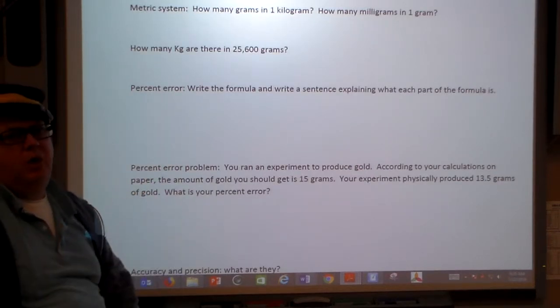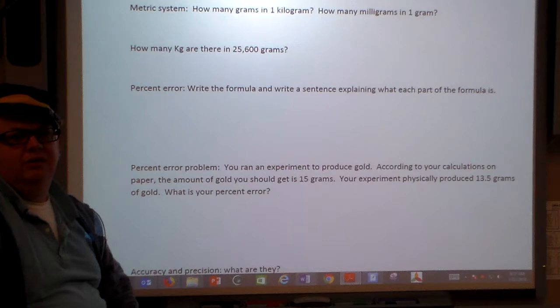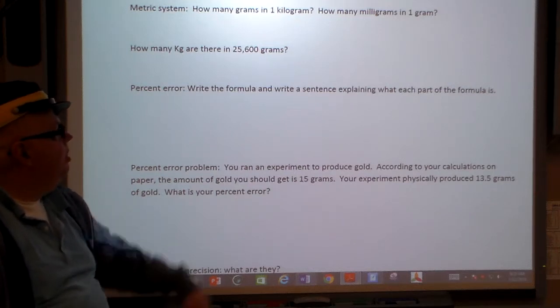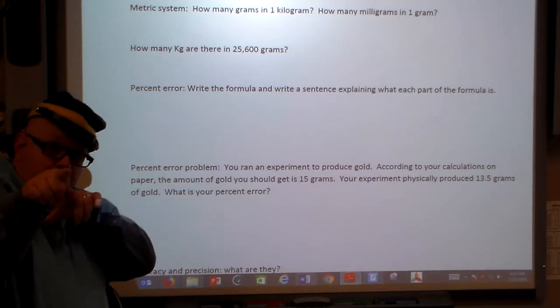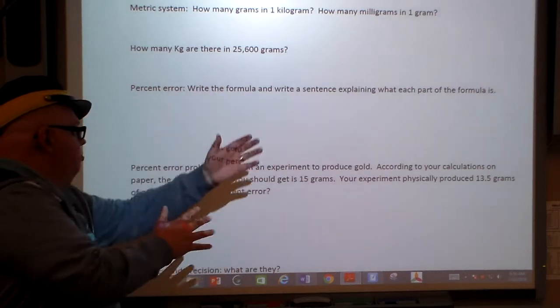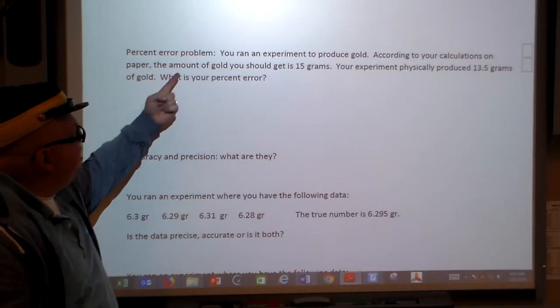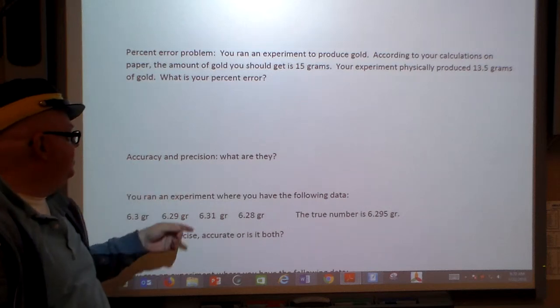Okay, chapter 3, metric system. I didn't spend any time on that. I mean, that's just math. It's just plain math. Percent error, already mentioned it, so we're moving on. You have a percent error problem, so you can practice that.